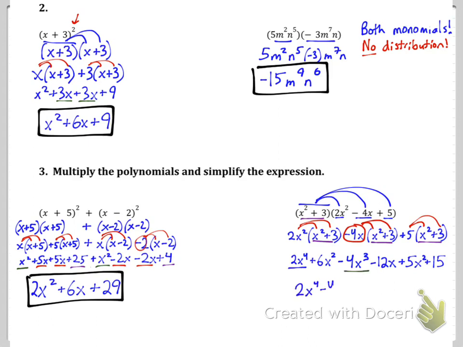And now we just combine like terms. So we get 2x to the 4th minus 4x cubed. Combine the 2x squared terms plus 11x squared minus 12x plus 15, and we're done.